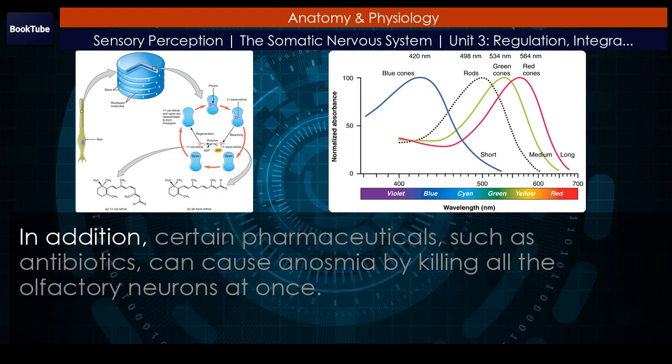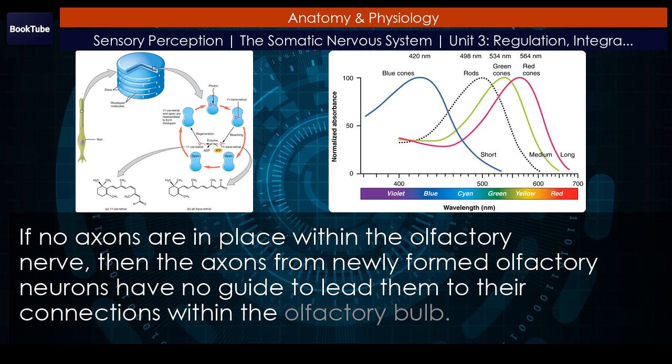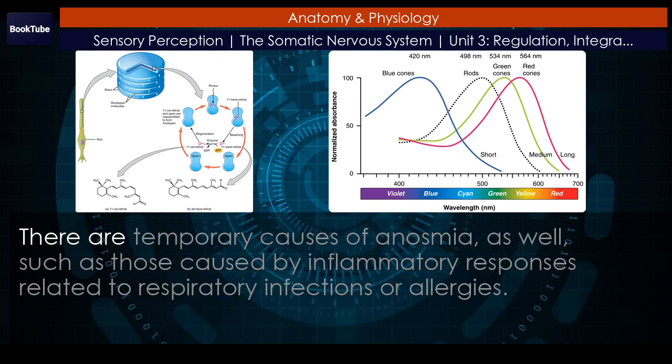In addition, certain pharmaceuticals, such as antibiotics, can cause anosmia by killing all the olfactory neurons at once. If no axons are in place within the olfactory nerve, then the axons from newly formed olfactory neurons have no guide to lead them to their connections. Within the olfactory bulb, there are temporary causes of anosmia as well, such as those caused by inflammatory responses related to respiratory infections or allergies.